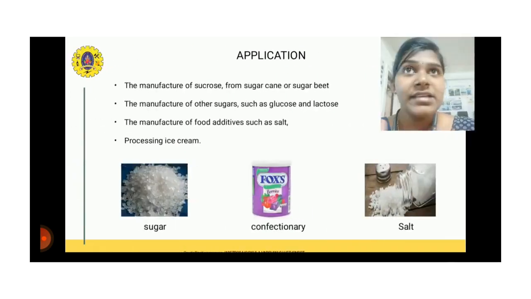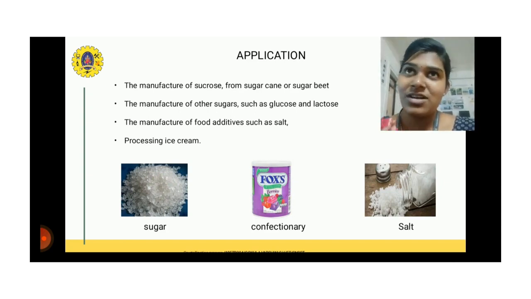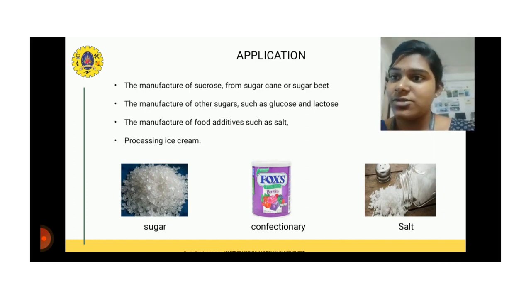So where can this crystallization process be applied? Let us see. First of all, the manufacturing of sucrose from sugarcane or sugar beet. Next is the manufacture of sugars such as glucose, lactose, etc. Then the manufacture of food additives, for example salt. You clearly know that salt is a form of crystal, so they use the crystallization process there also. And the processing of ice cream. A regular example is salt and sugar; you can think of that when you think of crystallization.